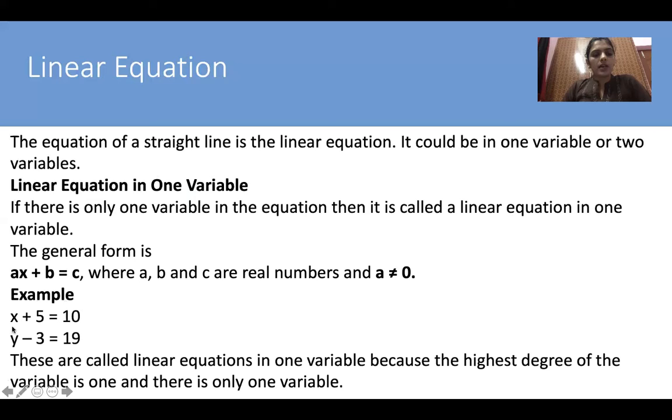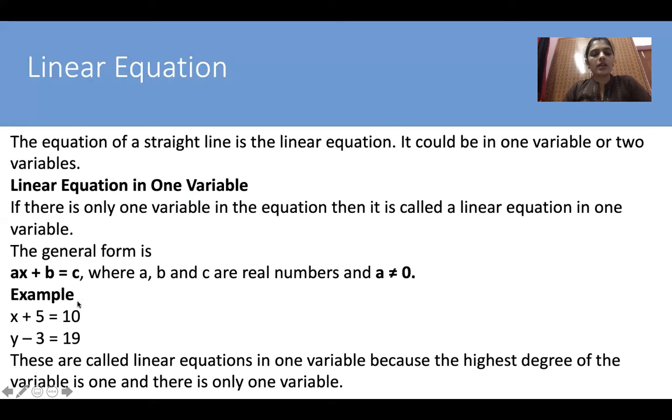For example, x plus 5 is equal to 10. This is a linear equation. Here x is a variable. These are called linear equations in one variable, as the highest power is 1 and there is only one variable, so it is a linear equation in one variable.